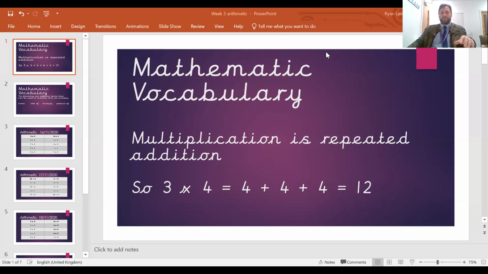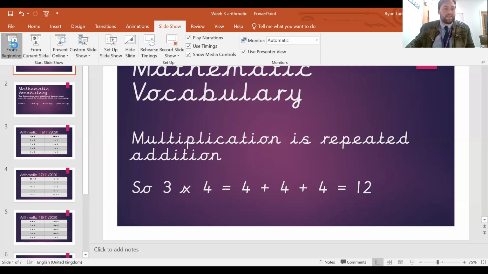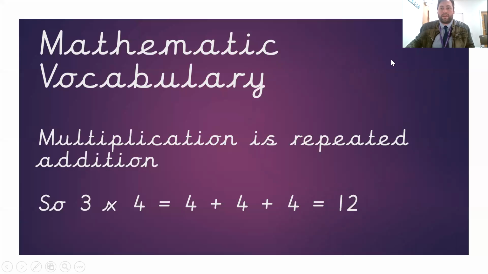So I thought it'd be quite good to do a flipped classroom this week with your arithmetic, all about times tables and multiplication facts. Your first slide that you can see up on the screen now is all about the maths vocabulary that we may be using.